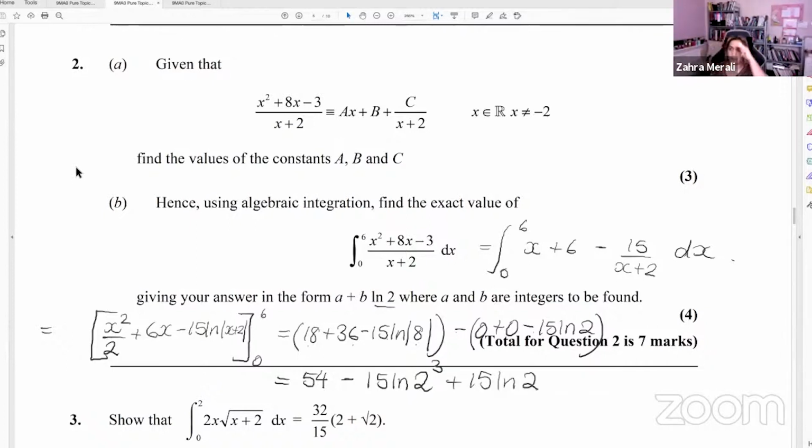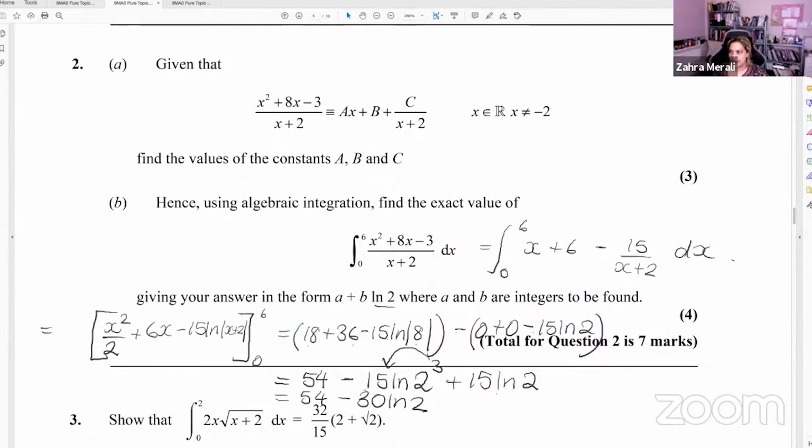Now, if you've got something as a power with lns, remember you can bring it down. So we can do 3 times 15, so 45. So we've got minus 45 plus 15, giving us minus 30 ln 2. So our final answer is 54 minus 30 ln 2.